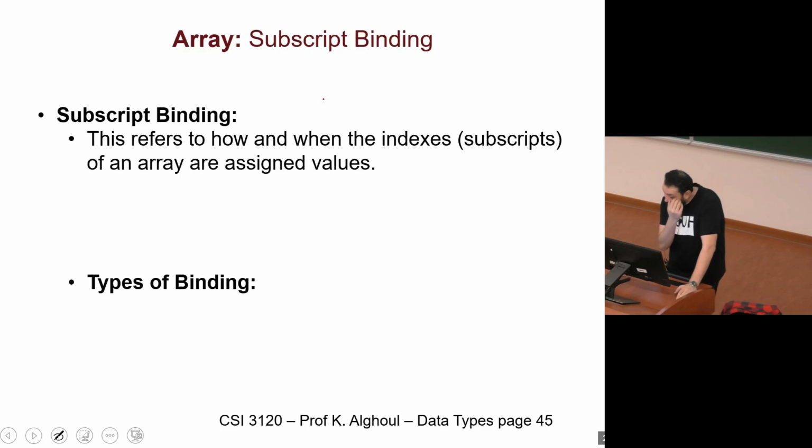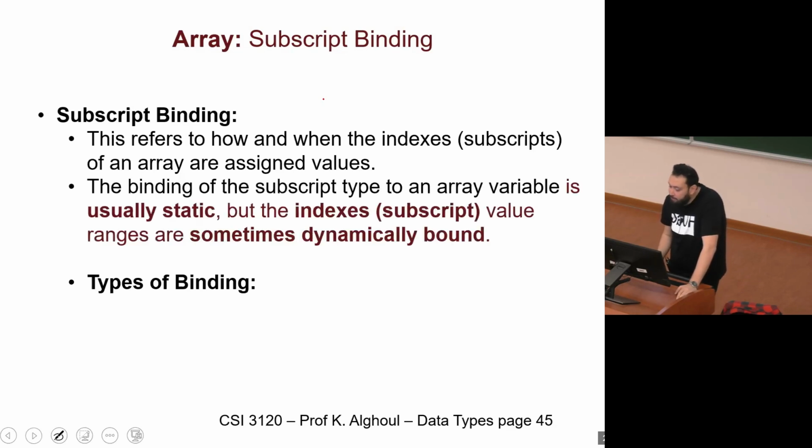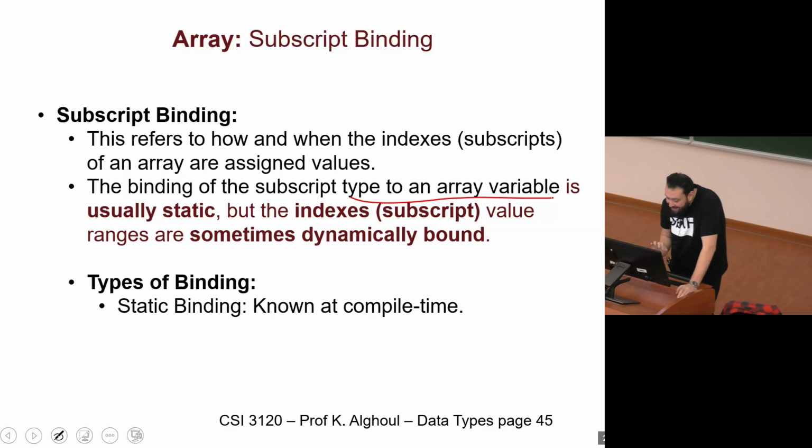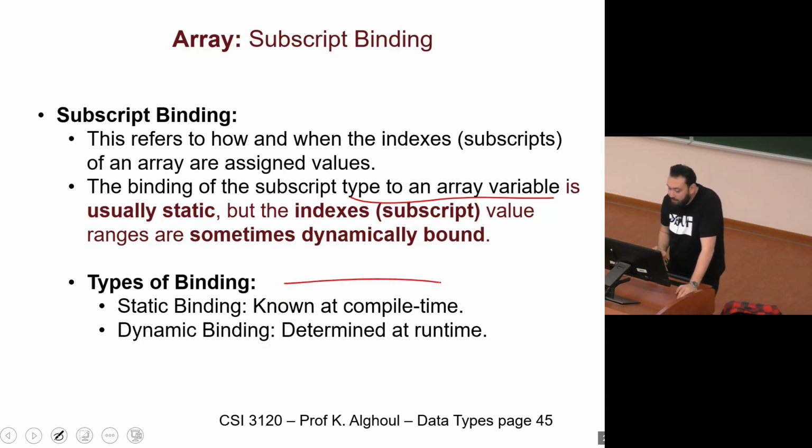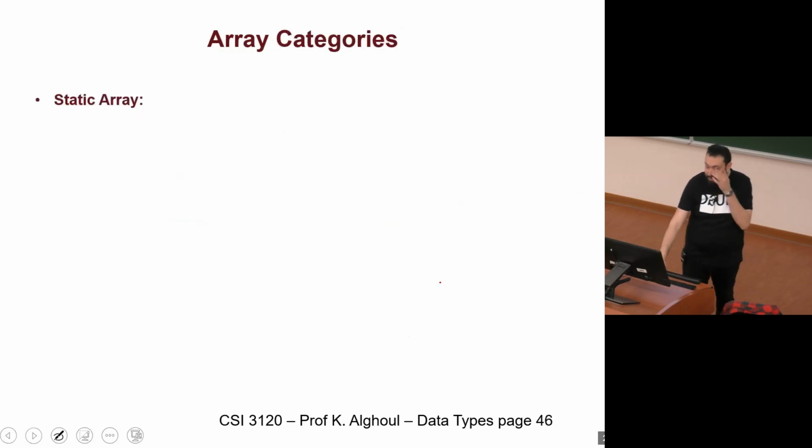So the subscript, which is the index binding, refers to how and when the indexes of an array are assigned values. The binding of the subscript type to an array variable is usually static, okay? The type of an array variable. But the indexes themselves can be dynamic or static. We're going to see how and why. So there are two types: static binding, where the indexes are known at compile time, or dynamic binding, determined at runtime. So what do we mean by this? Let's take some examples.